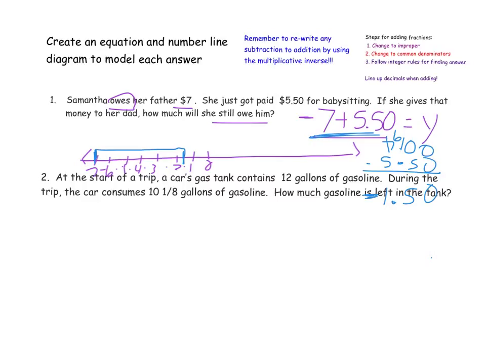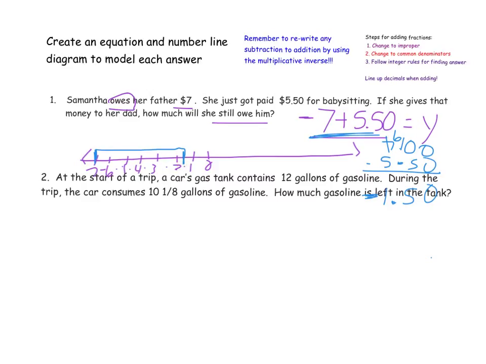And so I end up with -1.5 because we still owe, she still owes the dad $1.50. And on the number line, that's exactly where we ended up, $1.50. All right, the next one.